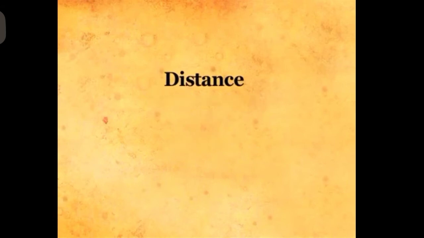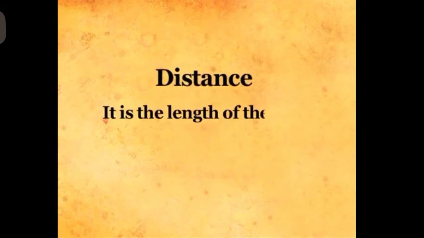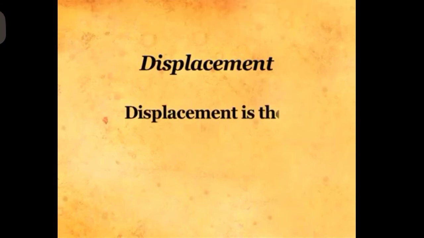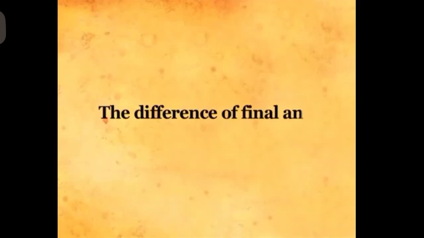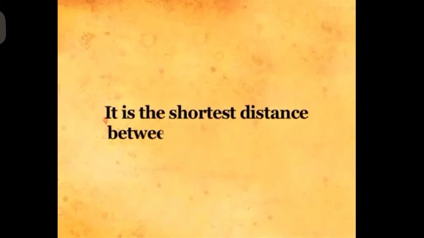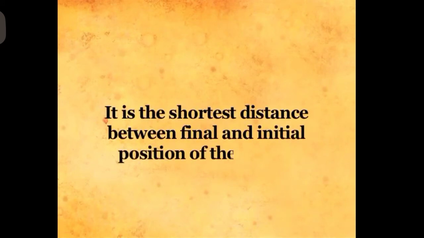When we say distance, it is the length of the path travelled by the object. So, when you want to calculate distance, you have to calculate the length of the path travelled by the moving object. Displacement is the change in position, that is the difference of final and initial position of the object. Also, you can say that it is the shortest distance between the final and initial position of the object.